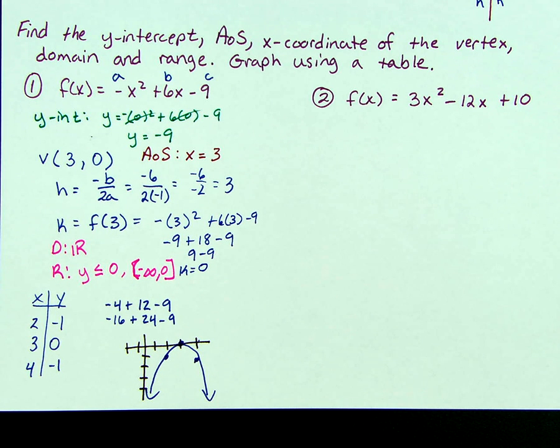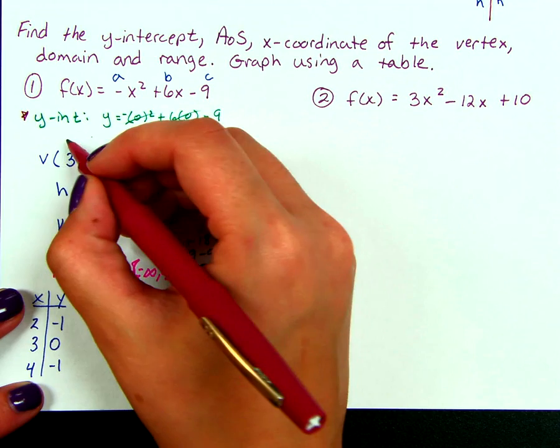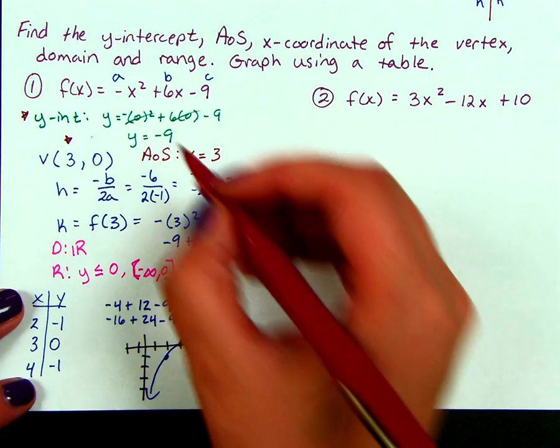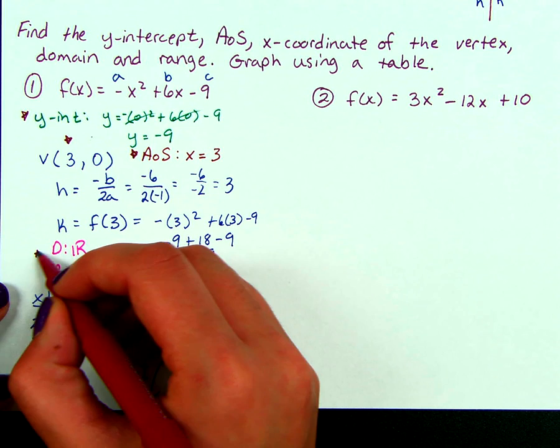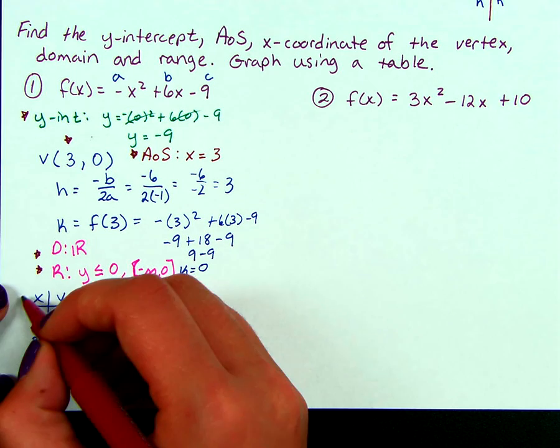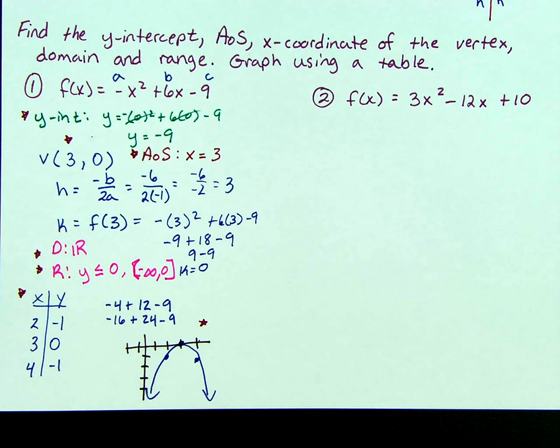All right, so looking at this to re-identify our answers, we have our y-intercept here. We have the x-coordinate of our vertex, the axis of symmetry. We have domain and range. We have our table and our graph. So all of those things that I just starred answer our question.